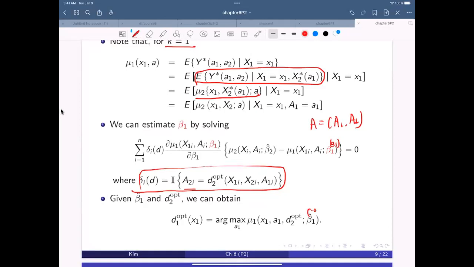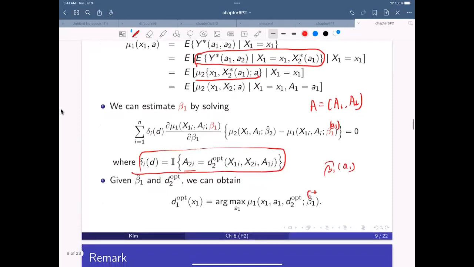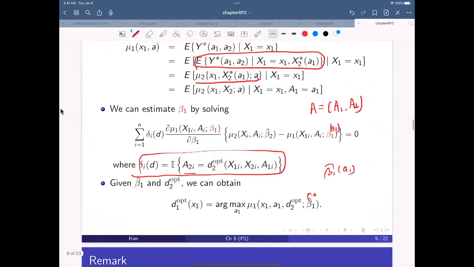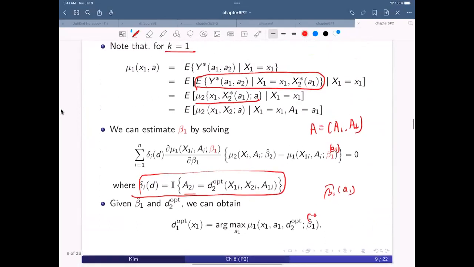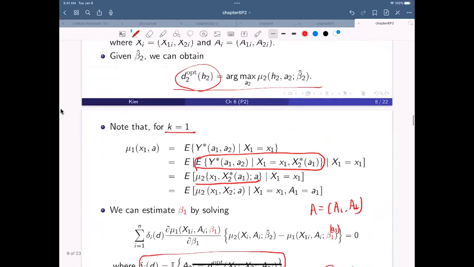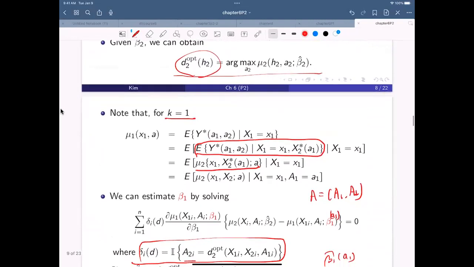So the fact that beta one depends on A1 doesn't make anything different. Say that the capital K equals 3. The first step remains the same. We can use the beta step to estimate beta 3. And when we are going to the second time point, we need to match both A1 and A2. And then at the first time point, we only need to match A1.